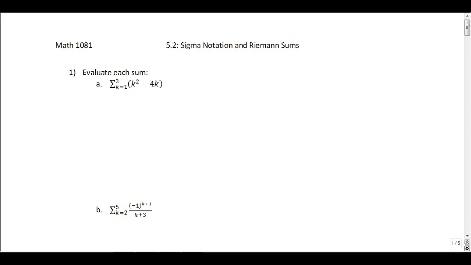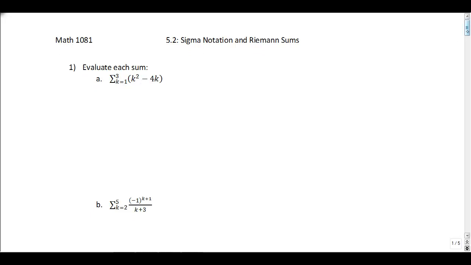So these are going to be some problems dealing with both sigma notation and then just general Riemann sums, intended for the tail end of a Calc 1 class or the beginning of a Calc 2 class. First question here, we want to evaluate the sum, summation k equals 1 to 3, k squared minus 4k.